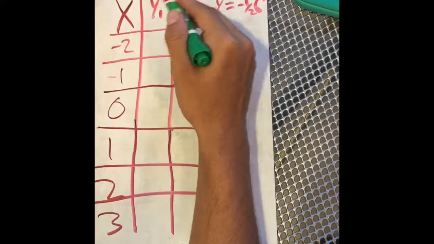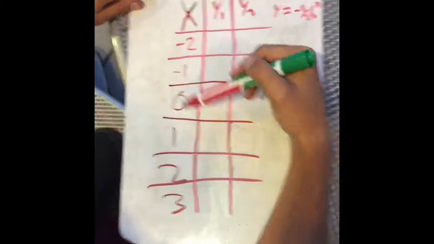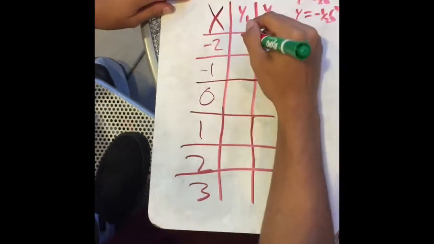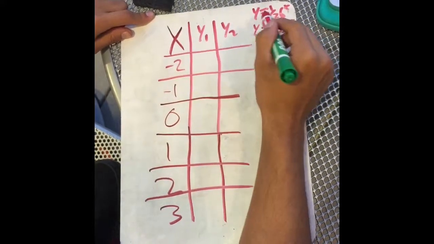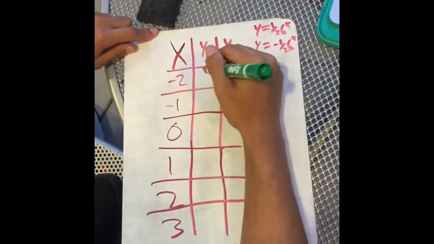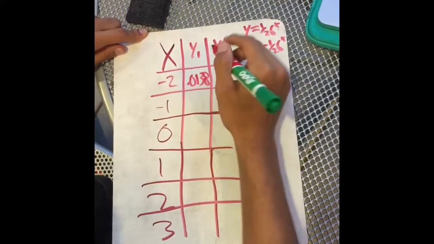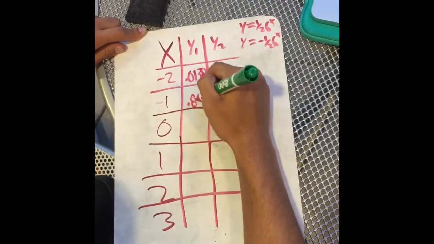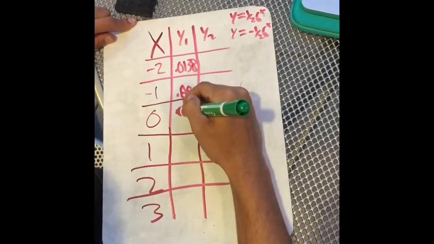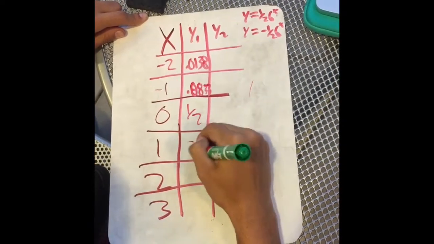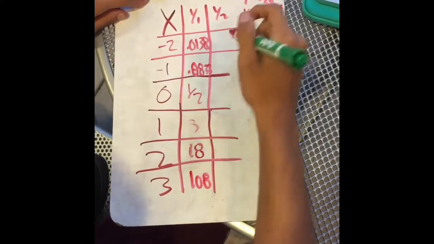So here is our table of values, and the x's we are going to be using range from -2 to 3. First we have to input our -2 for x into our formula. So with this we would get 0.0138, 0.0833, 1 divided by 2, 3, 18, and 108.